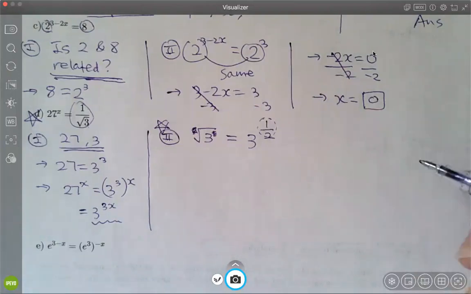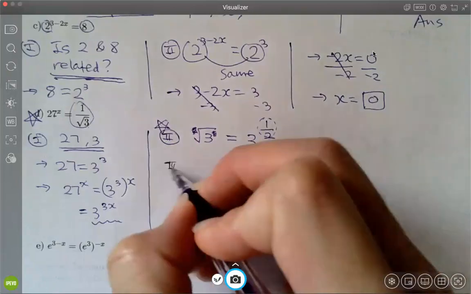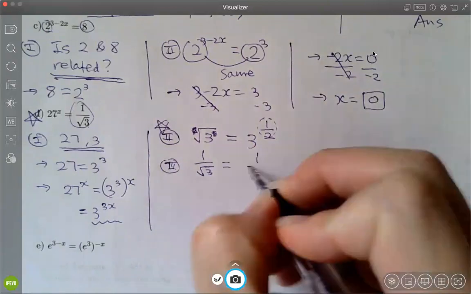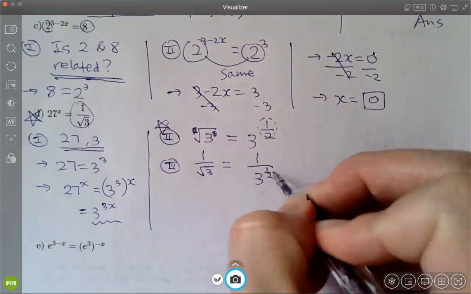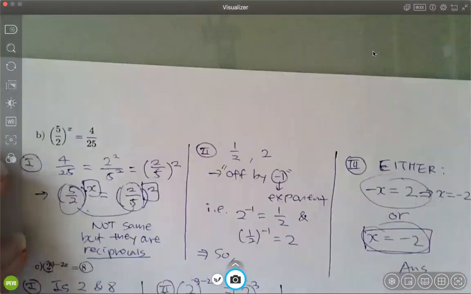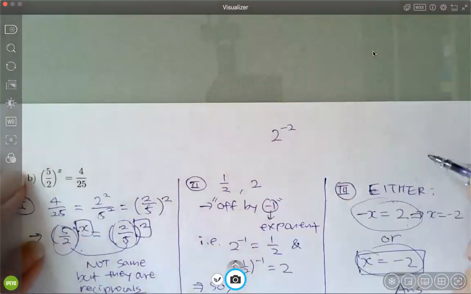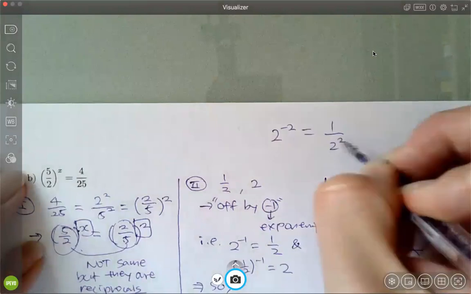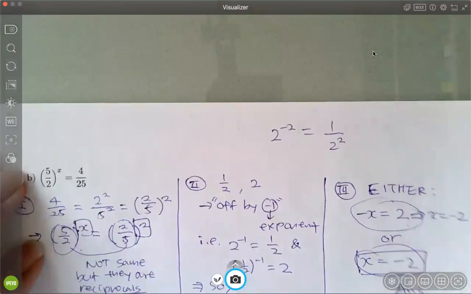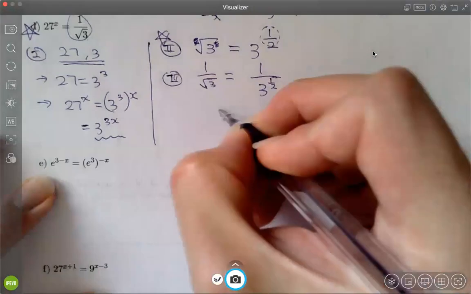Okay, so what does that mean? Here is another conversion. Now we have 1 over square root of 3. Okay, so we have 1 over 3 to the power 1/2. Now remember, when we had 2 to the power negative 2 from yesterday's class, we saw that's 1 over 2 squared, right? Okay, we saw this conversion. So now, what does this mean? That 1 over 3 to the power 1/2. This is 3 to the what power?